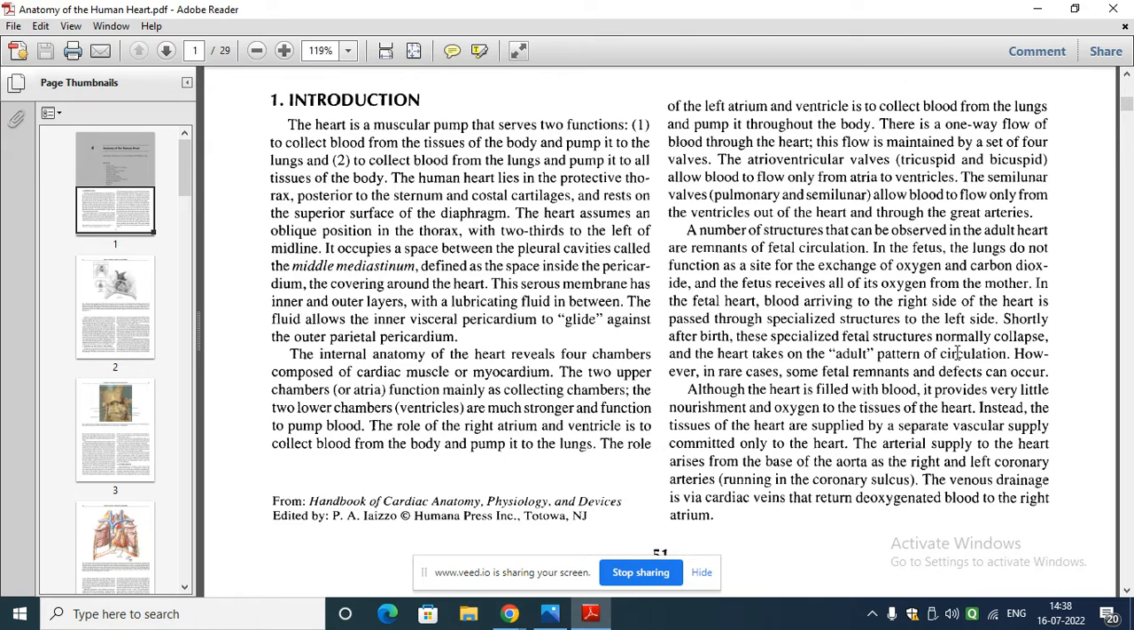The heart is a muscular pump that serves two functions: to collect blood from the tissues of the body and pump it to the lungs, and to collect blood from the lungs and pump it to all tissues of the body. The human heart lies in the protective thorax posterior to the sternum and costal cartilages and rests on the superior surface of the diaphragm. The heart assumes an oblique position in the thorax with two-thirds of it to the left of midline.